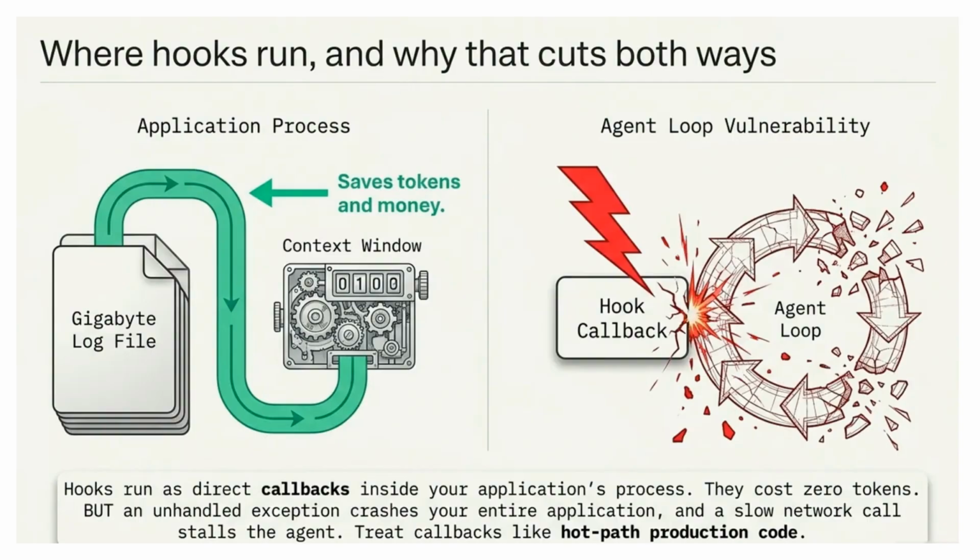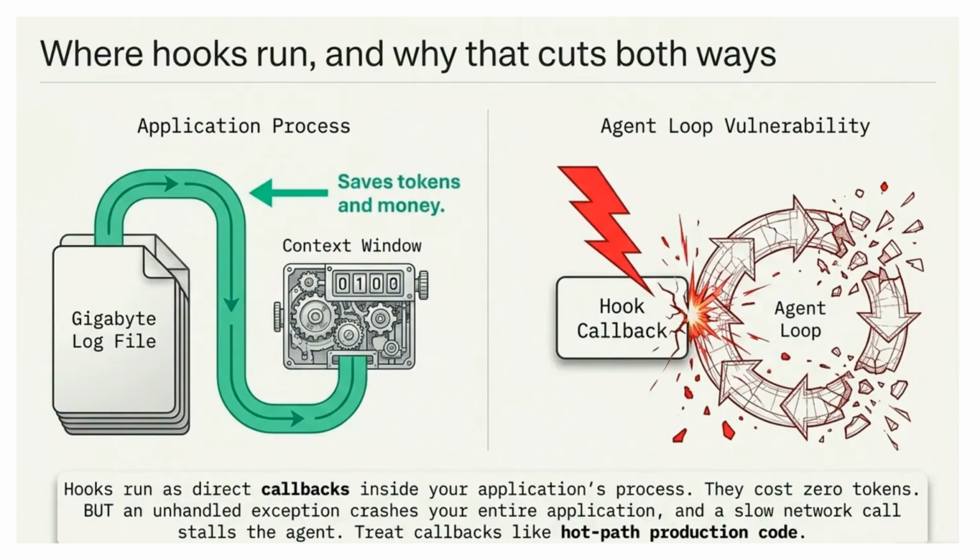The upside is that hooks do not consume the agent's context window. A post-tool use audit hook can log a megabyte of detail, and the model never pays a token for it, because the logging happens in your process, not in the conversation. That is exactly why hooks are the right tool for heavy logging and validation that you would never want bloating the prompt.